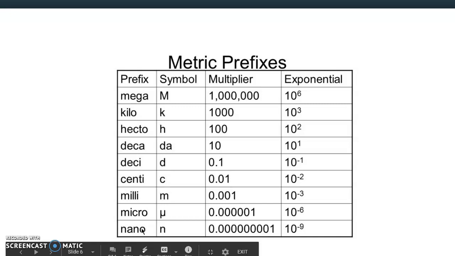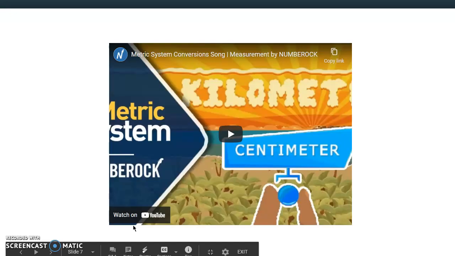And then when we look at atoms or elements, we're talking about nanos. So those are just some more different ones.